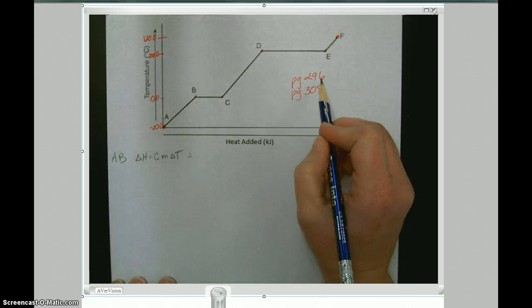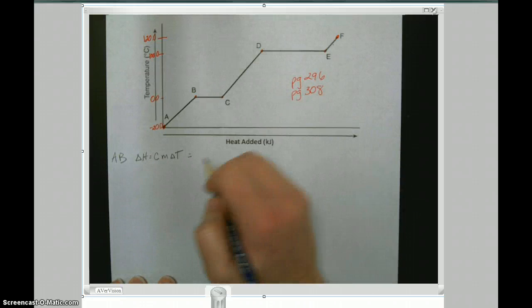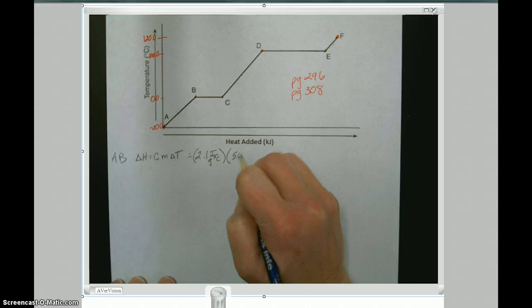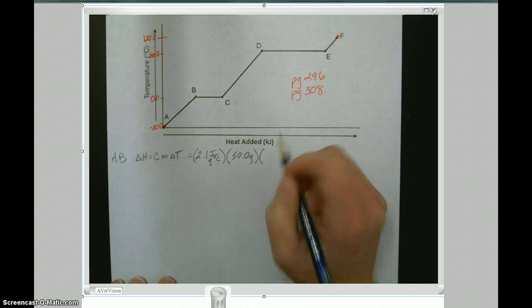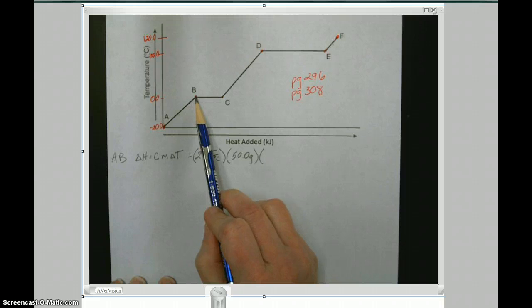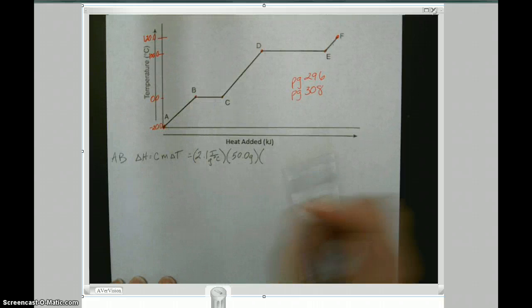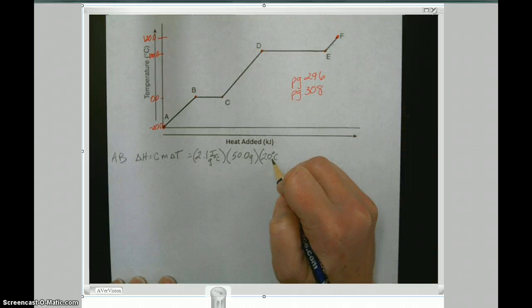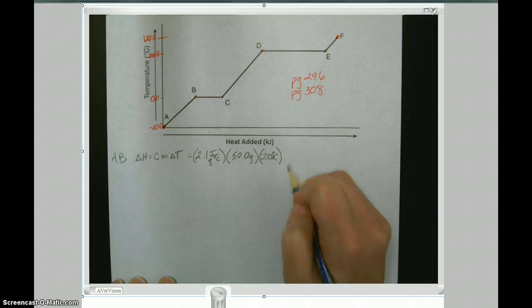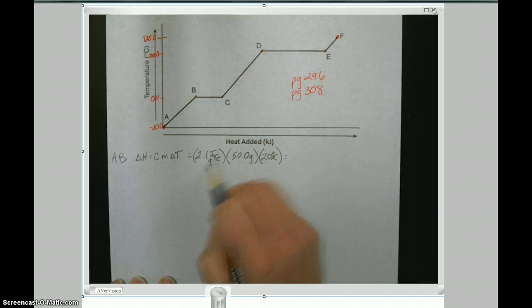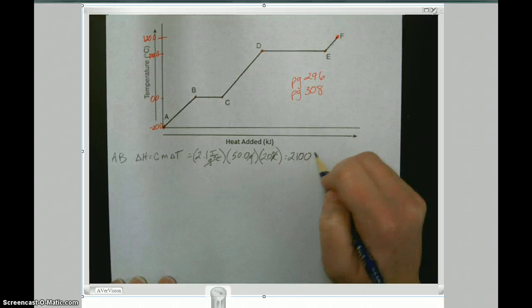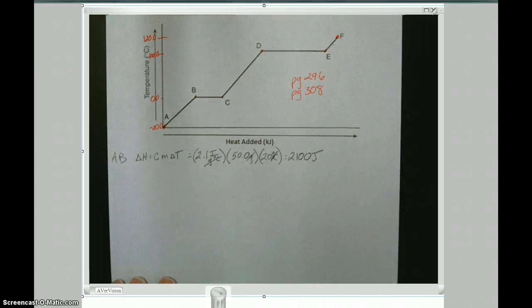Now, on page 296, we can look up the specific heat of ice, which is 2.1 joules per gram degree Celsius. And then the mass was given in the problem, 50.0 grams. And our change in temperature is final minus initial. 0 minus negative 20 is a change of 20.0 degrees Celsius. So when we multiply those 3 together, our units cancel, and we end up with 2,100 joules.